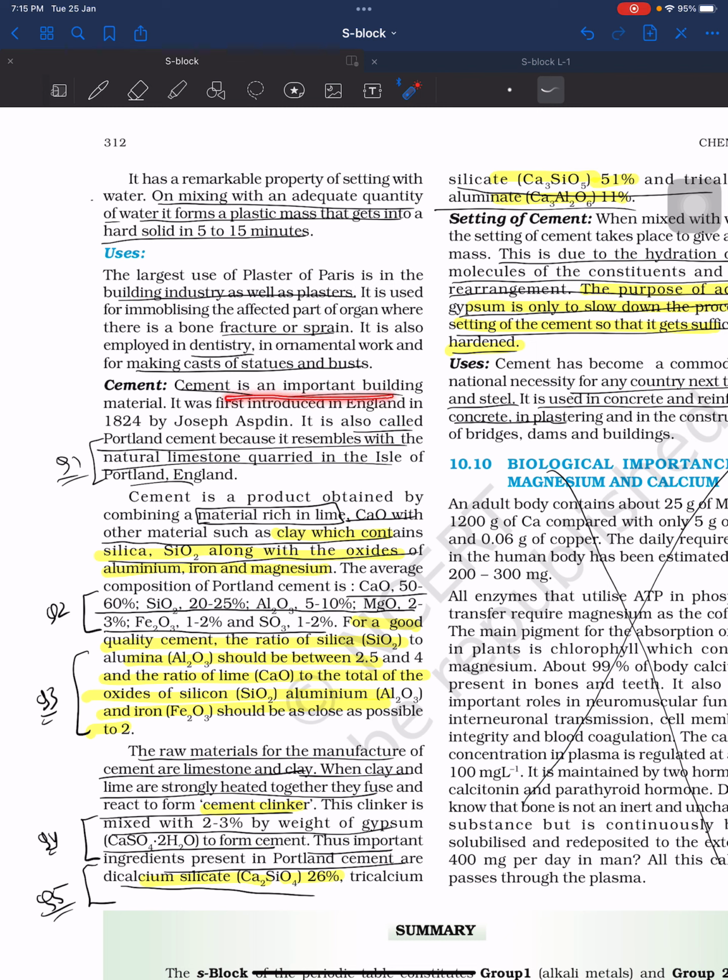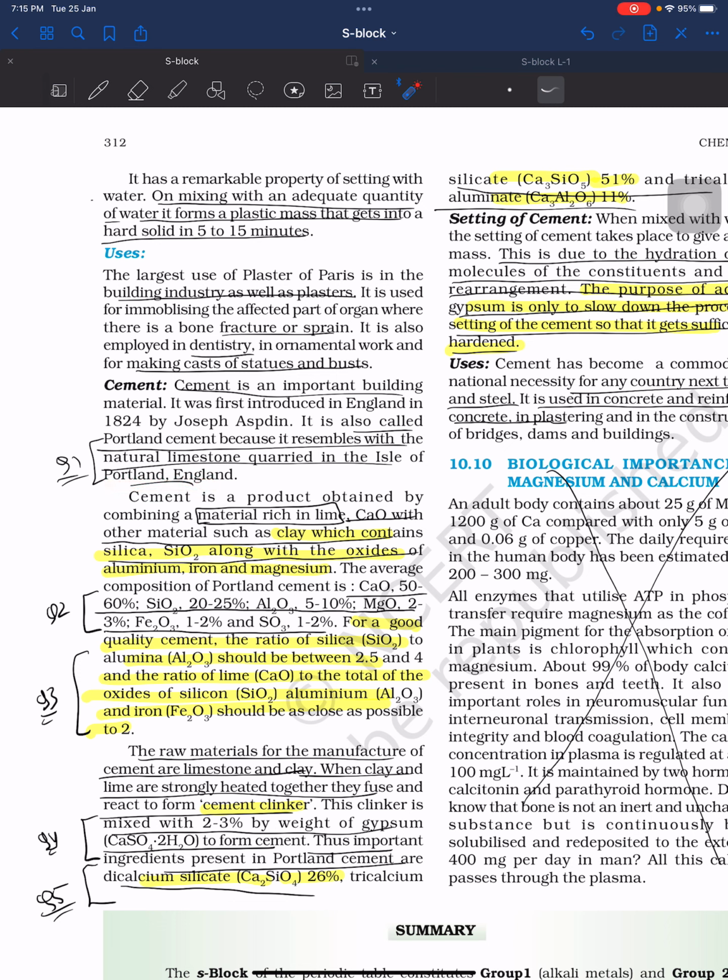Cement is an important building material. It was first introduced in England in 1824 by Joseph Aspdin. It is also known as Portland cement because it was invented in the Isle of Portland. It resembles the natural limestone quarried in the Isle of Portland, so that's why it is known as Portland cement.